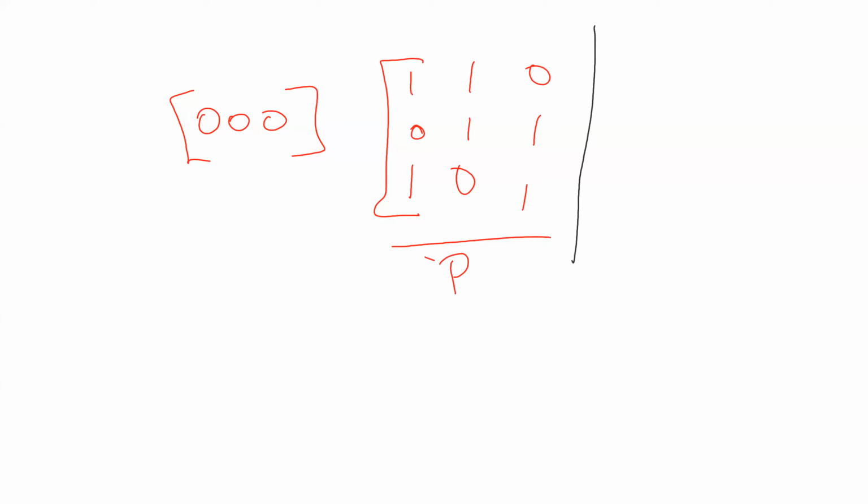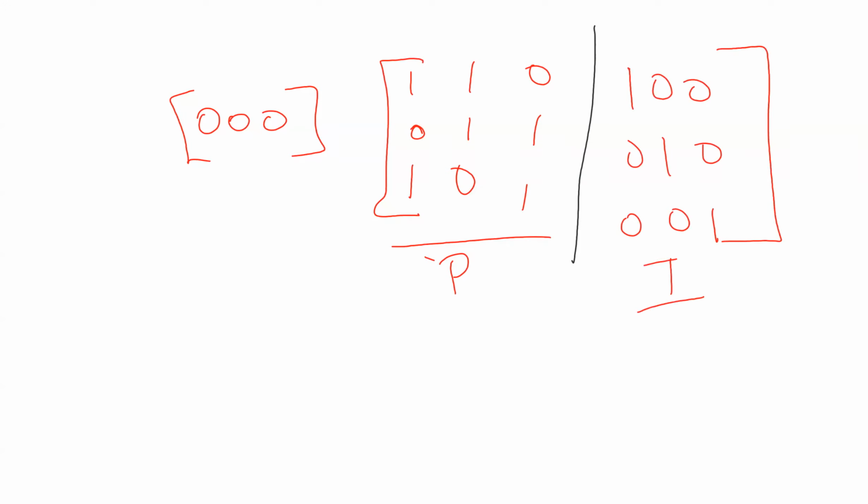So this is our parity, okay. And then the identity matrix was 1, 0, 0, 0, 1, 0, 0, 0, 1. So this was our parity and this was our identity. Now our input, we said the input information is basically 3 bits, okay.